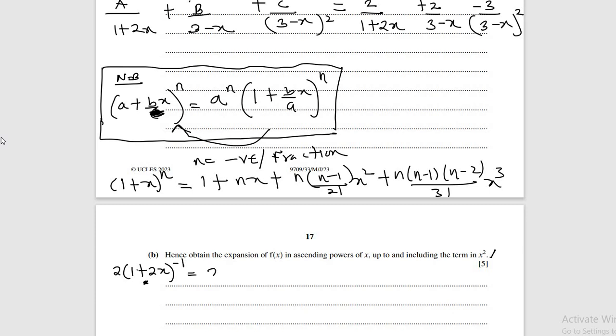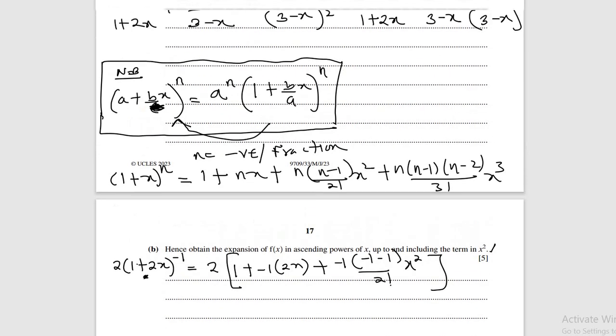So this one will be 2 times (1 plus nx, where n is minus 1 and x is 2x, plus n(n minus 1) over 2 factorial x squared). The question asks us to stop at x squared.